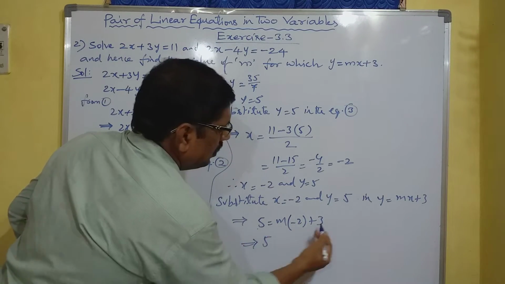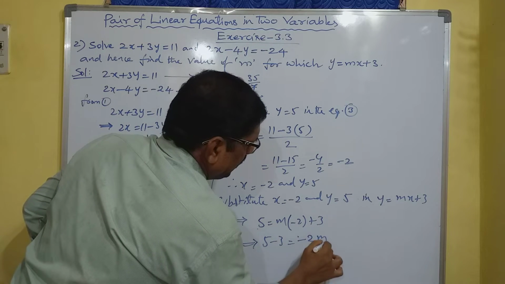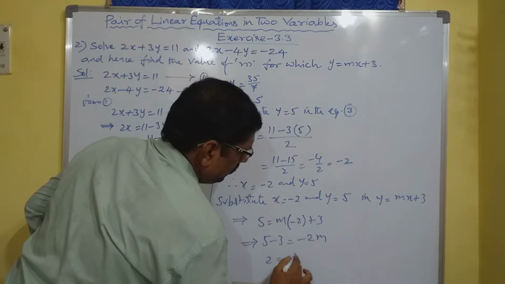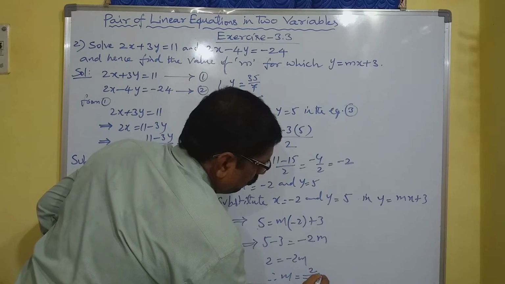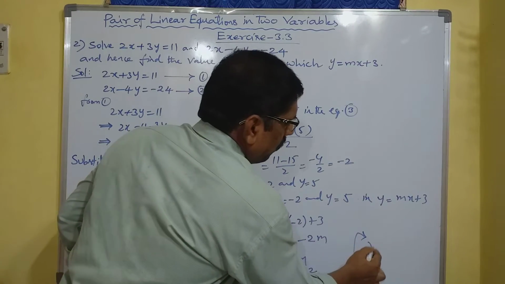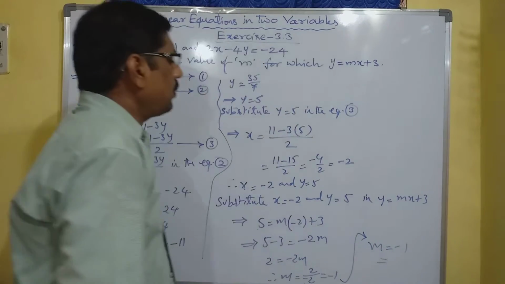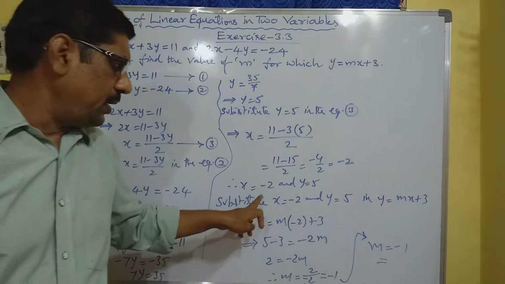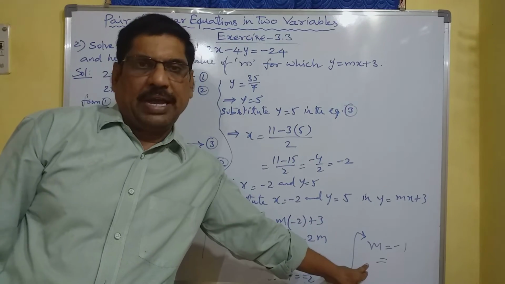This implies, if you take the plus 3 to this side, it becomes minus 3. m into −2 is −2m. Therefore 2 = −2m. Then we can write m = 2/(−2). We get −1. Okay. Finally we get the value of m as −1. So here we get the values of x and y as −2 and 5 and the value of m is −1.